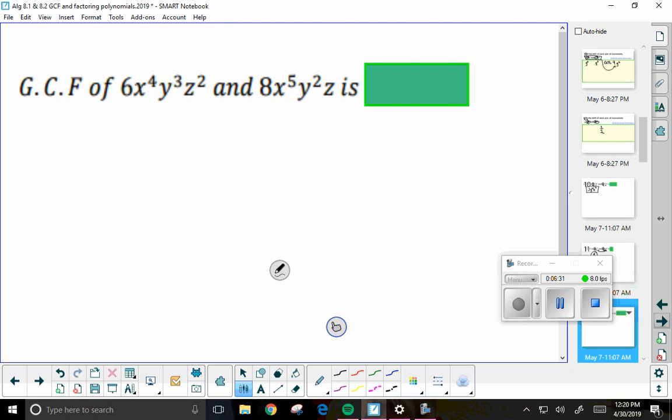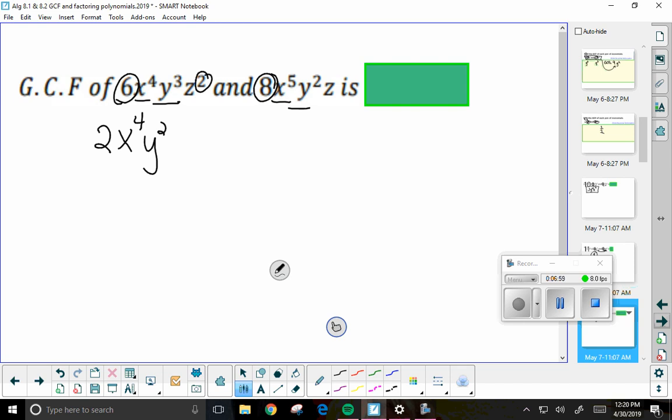All right, and for this one, you can see that the biggest number that goes into both 6 and 8 is 2. Here's x to the 4th and here's x to the 5th. So the biggest number that's going to go into both of those is x to the 4th. Here's y cubed and y squared. So y squared will be the biggest that can go into both of those.